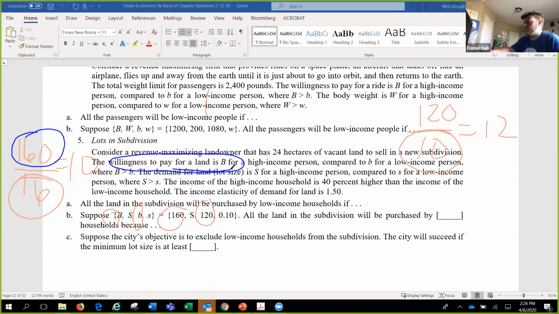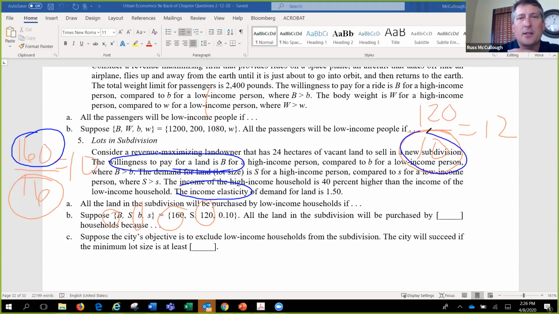Do we have to use the price elasticity in this at all? Well, we don't have a price elasticity, but we've got an income elasticity. That's what I kind of want to think here. Where is that coming from? Because we got two different numbers down here at the bottom. So 160 and 120 is the willingness to pay.